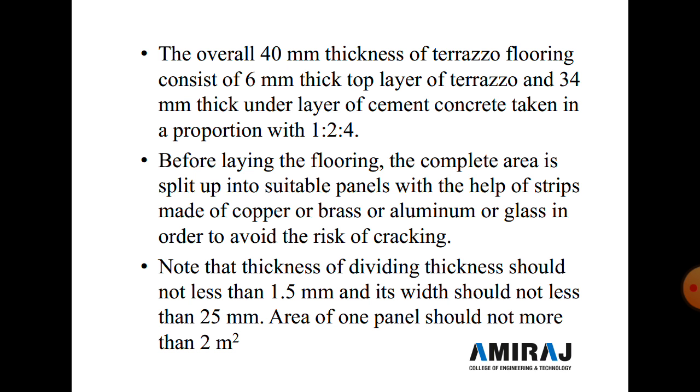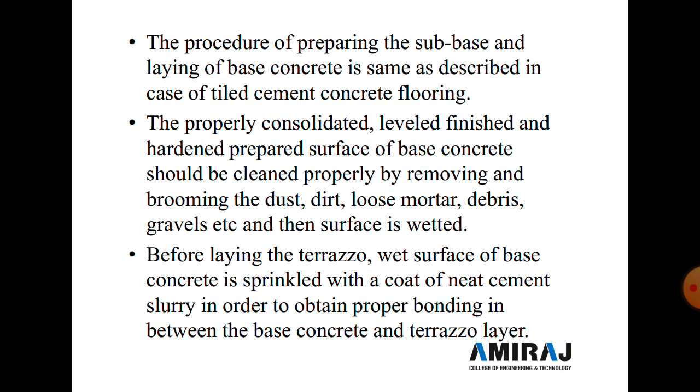Now before laying of the flooring, the complete area is split up into suitable panels with the help of strips made of copper, brass, aluminum or glass in order to avoid the risk of cracking. Note that the thickness of the dividing strip should not be less than 1.5 mm and its width should not be less than 25 mm, and the area of the panel should not be more than 2 square meters. Here the procedure for preparing the subbase and laying of the base concrete is the same as in a tiles concrete cement flooring.